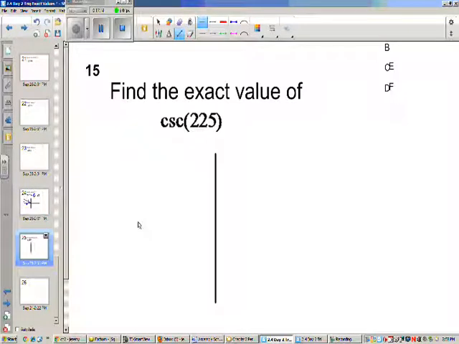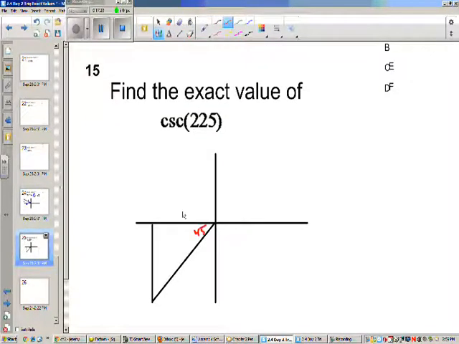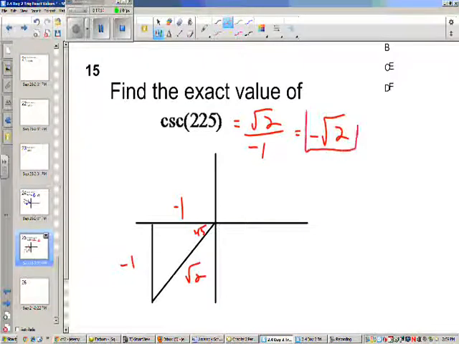Cosecant of 225. So 225, we have 90, 180, 270, 225 comes back here. And that would create a 45 degree angle. So we'd have 1, 1, root 2, where these two are negatives. Now cosecant matches up with sine. Sine would be negative 1 over root 2. But cosecant is the reciprocal of that, which is root 2 over negative 1. So if we divide that, it'll just be negative root 2. All right, hopefully that's enough to get you through the homework. Good luck.